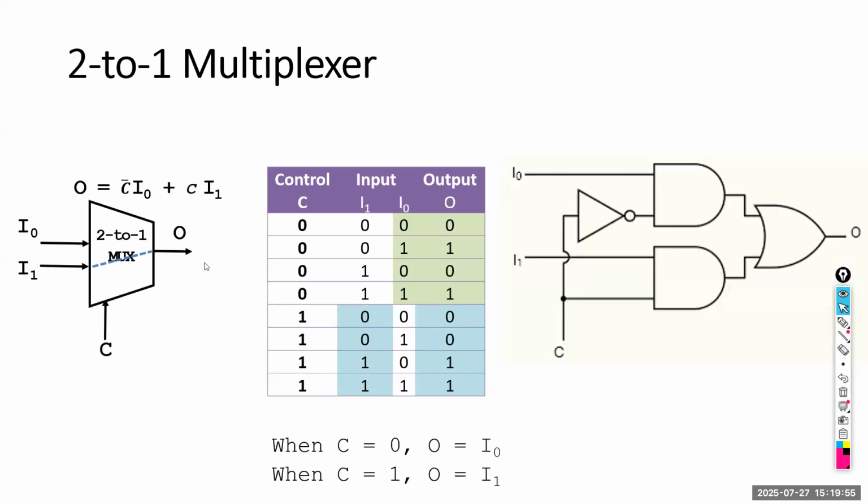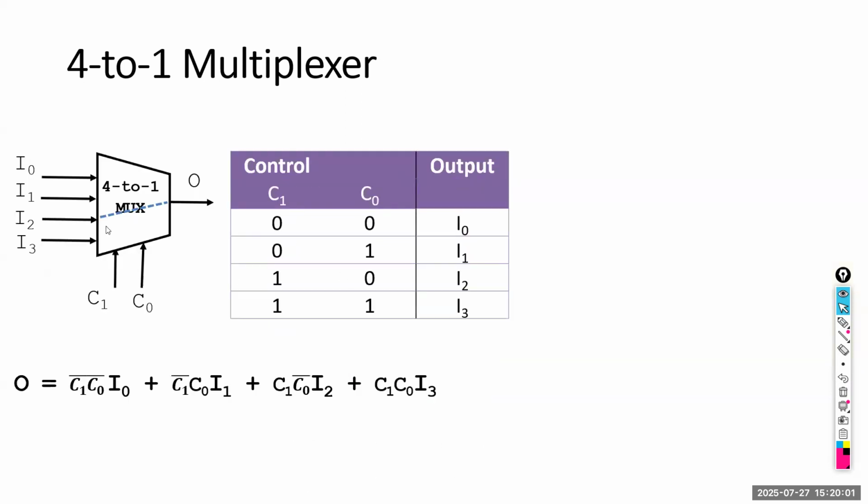multiplexer we can build. Similarly a 4-to-1 multiplexer, then you need 2 control signals. So similarly we can have an 8-to-1 multiplexer, then you need 3 control signals, and so on. Okay.